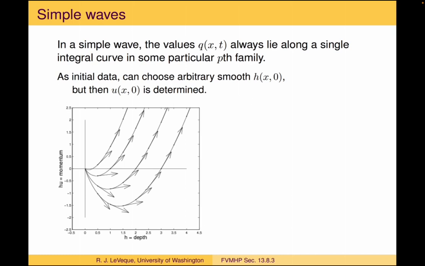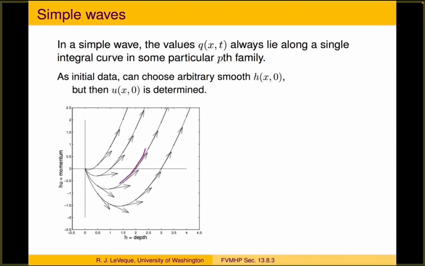And then if we choose initial data that somehow lies along one of these curves, it could be oscillating back and forth depending on what data we choose, then if we start with a smooth function, it will remain smooth for a short time, and it will be a simple wave. So for example, we could take initial data that's maybe a hump in h. So maybe there's some background depth h0, and then it goes up to some maximum height h hat, and back down to h0 again.